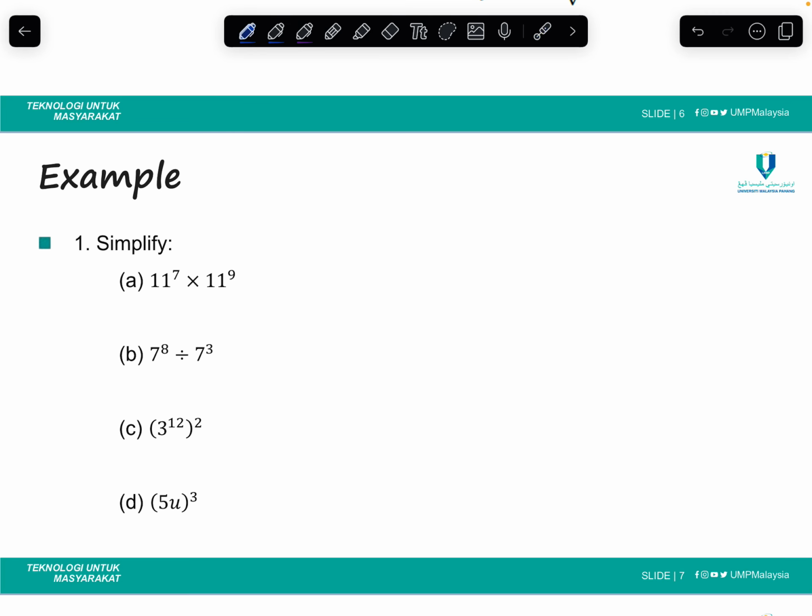11 power of 7 times 11 power of 9. Okay, so this is equal to 11 power of, you must add the indices because we have used the multiply sign, so it becomes 11 to the power of 16. B, you have 7 power of 8 divided by 7 power of 3, it equals 7 power of 8 minus 3, and equals 7 power of 5.